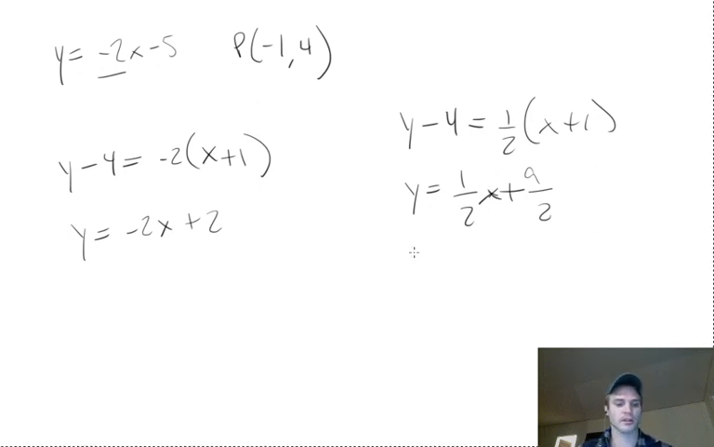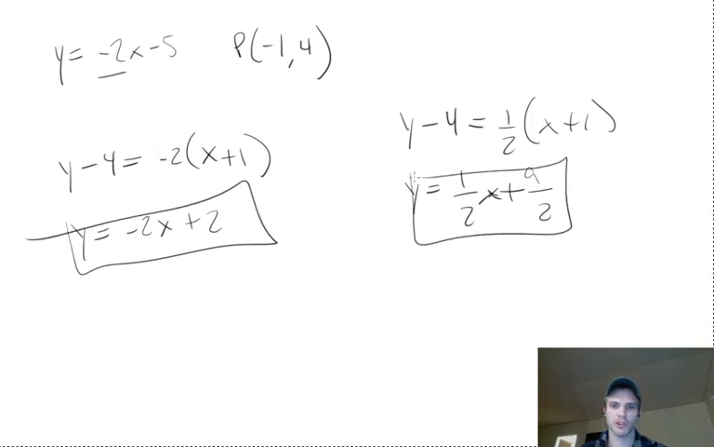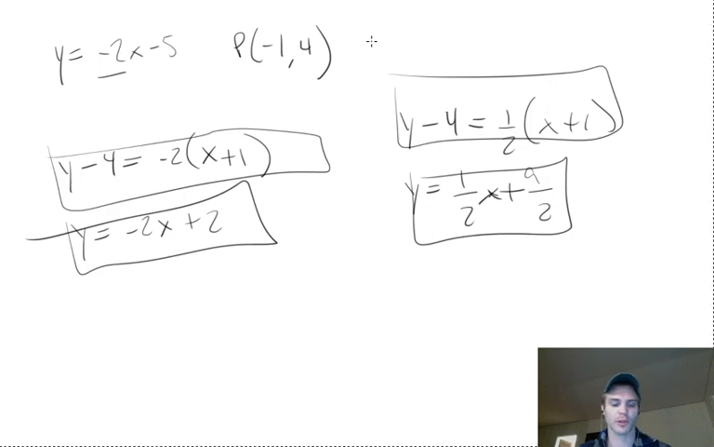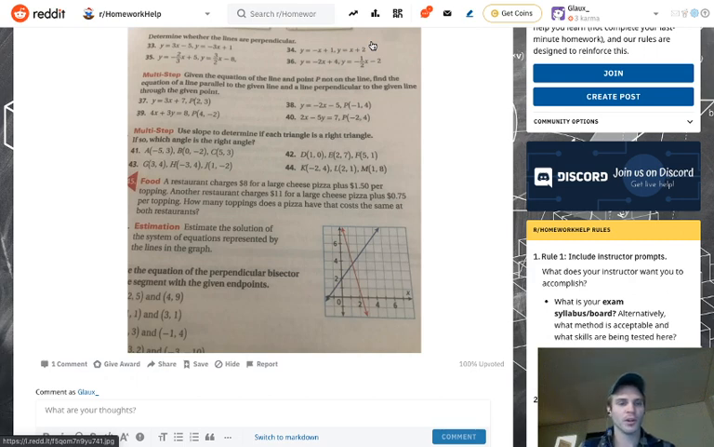All right, that's 38. This is the slope-intercept, but these are both equations for lines. You can use either one. The first one's the point slope, the second is slope-intercept. All right, let's do 39.